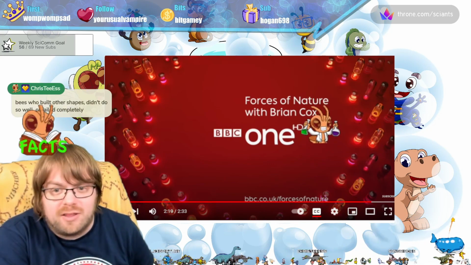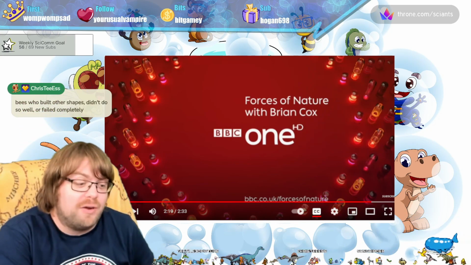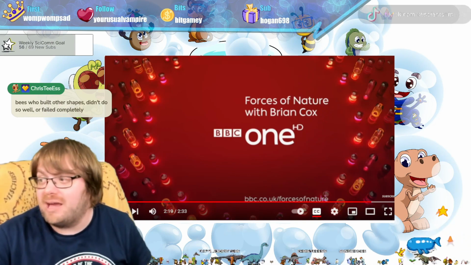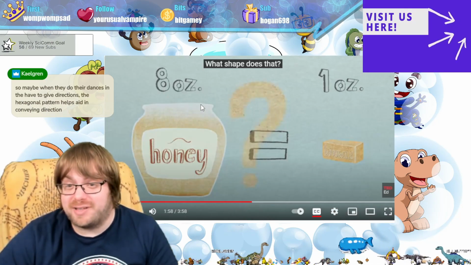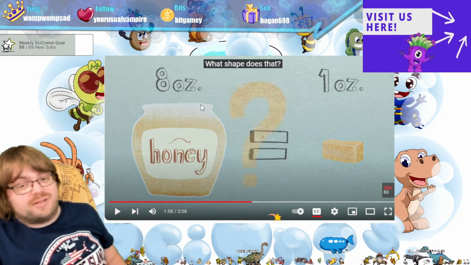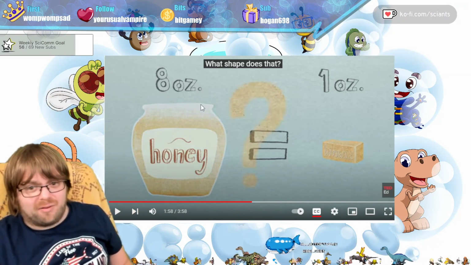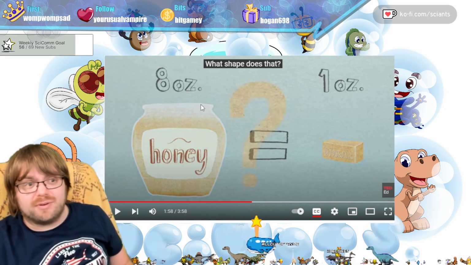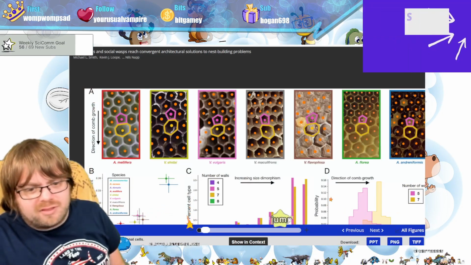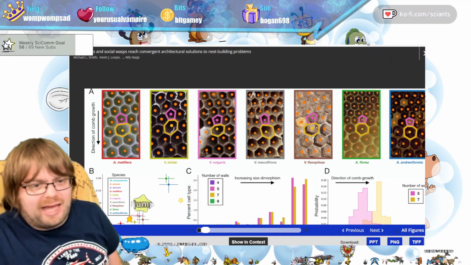Bees who build other shapes didn't do so well, they failed. Oh, if there was evolutionary selection pressure for it. Maybe, Chris. That's a really cool question, Kale. I'm not sure what influence that hexagonal shape has on the dancing behavior, but it's wild to think that there could be an influence of it. There you go. There we have both the pentagons and the heptagons.